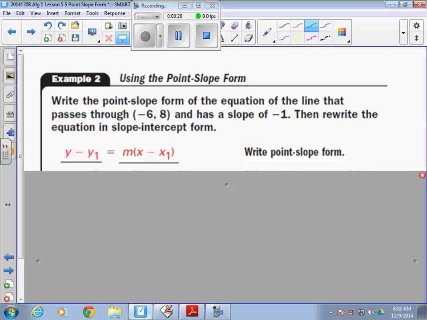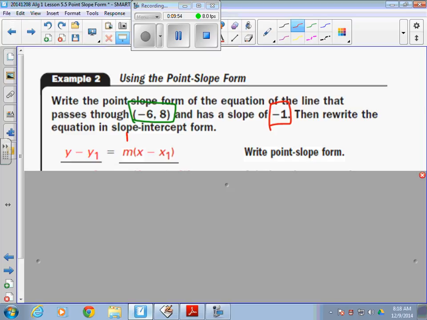Example number 2 is using the point slope form. It says write the point slope form of the equation of the line that passes through negative 6, 8 and has a slope of negative 1. Then rewrite it in slope intercept form. Okay, so you don't have to do any figuring to find the point slope form, because you are given a point and you are given a slope. So we have a point and we have an m value.